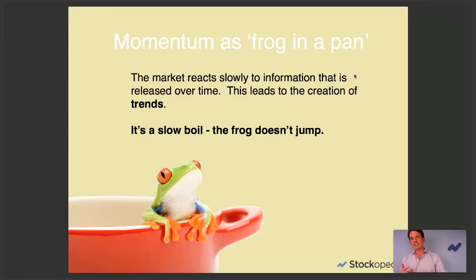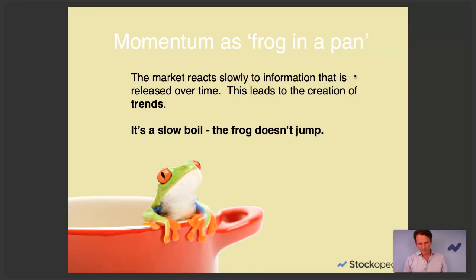You can think of this idea as like a frog in the pan, that the market reacts slowly to information that's released over time. We all know about this idea that if you put a frog in a pan, and if you boil it slowly, the frog won't jump out. It just sits there warming up and then eventually dies. I haven't actually tested this, but I like the story. And really, that's the reason why trends actually do persist in the stock market. But if, of course, you pop a frog in boiling water, it bounces straight out.